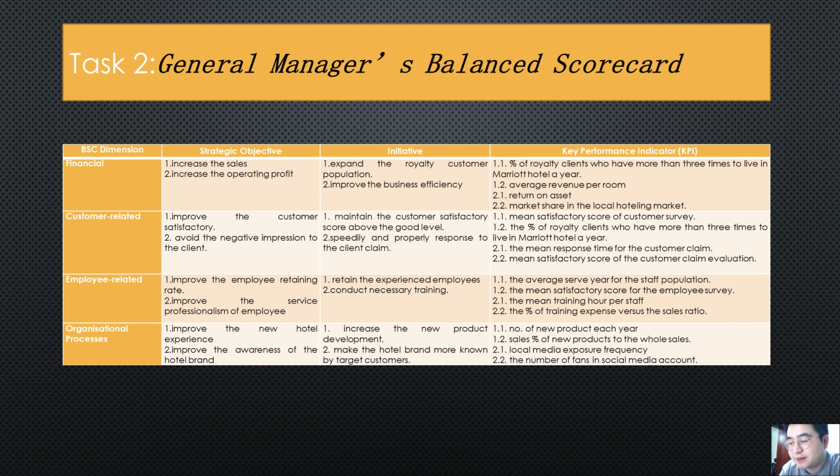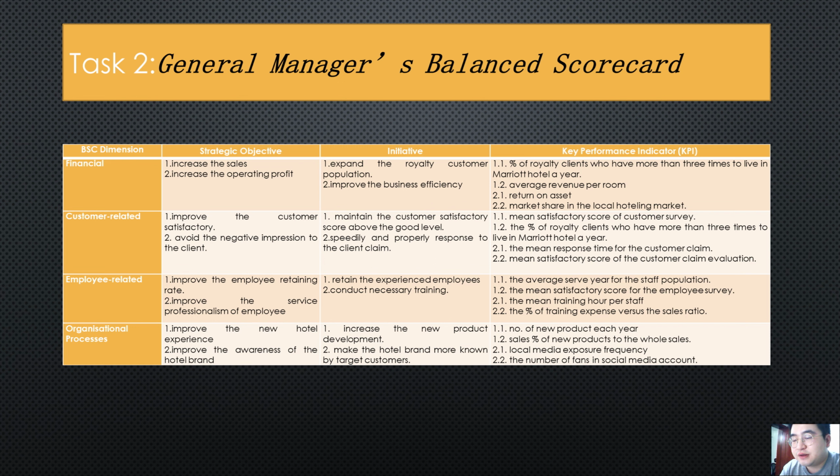One is to expand the loyalty customer population, for which we have two KPIs: the percentage of loyalty clients who stay more than 3 times in Marriott hotels a year, and the average revenue per room. Another initiative is to improve the business efficiency, for which we have two KPIs: return on asset and the market share in the local hotel market.